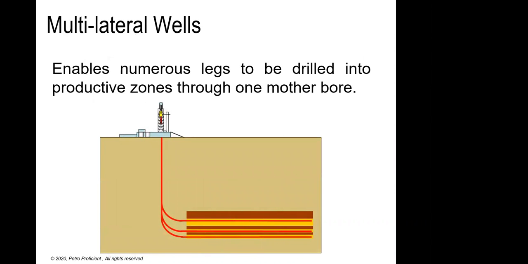So multilateral wells enable numerous legs. You can drill multiple laterals from the same mother bore. You drill various different laterals into different target reservoirs. The advantage of this is that you save on the number of wells. From the same well, you can produce from different layers, and as one layer depletes, you transfer your production to the other layer. So you save cost on the drilling. Drilling cost, as you know, is quite high.